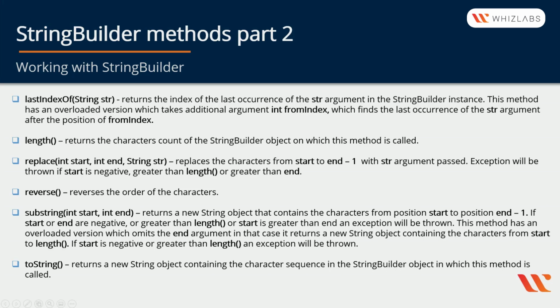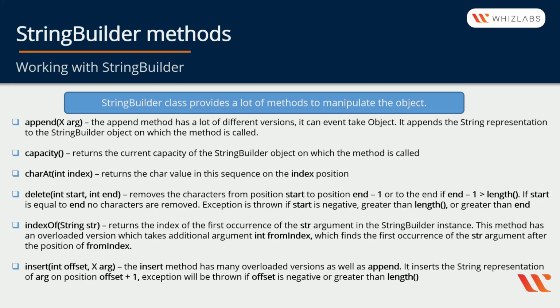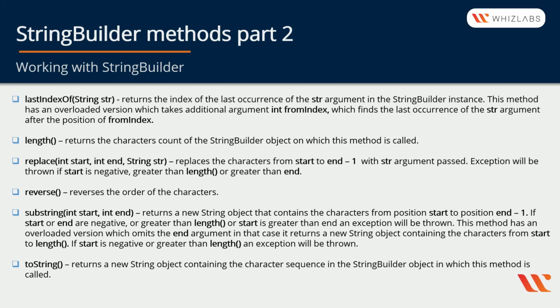Next, we have lastIndexOf, which takes a string argument and returns the index of the last occurrence of the str argument in the StringBuilder instance. This method has an overloaded version, which takes an additional int argument fromIndex, which finds the last occurrence of the str argument before the position of fromIndex. Next we have length, which returns the character count of the StringBuilder object on which this method is called.